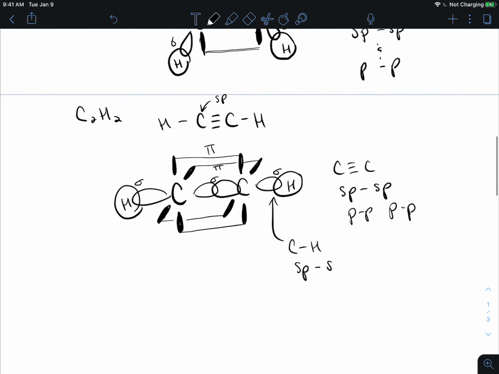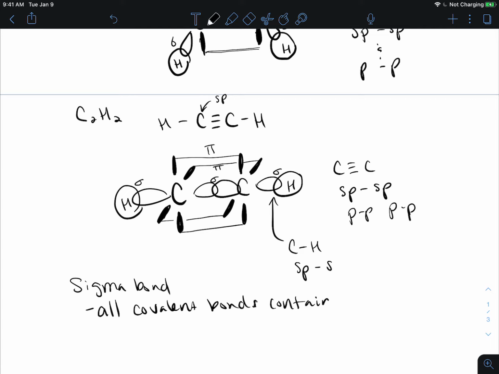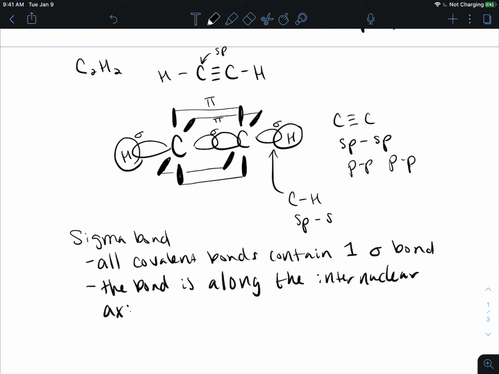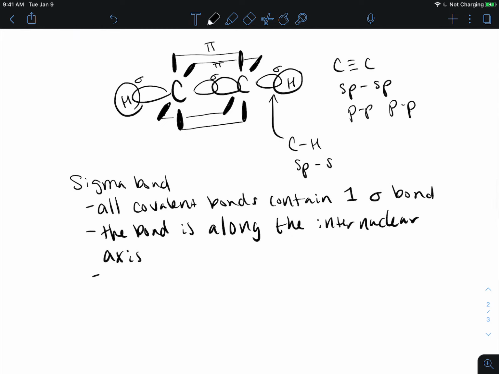Okay. So hopefully you notice that all covalent bonds contain one sigma bond. And the bond is along the internuclear axis. So that means the electron density here is along the internuclear axis.